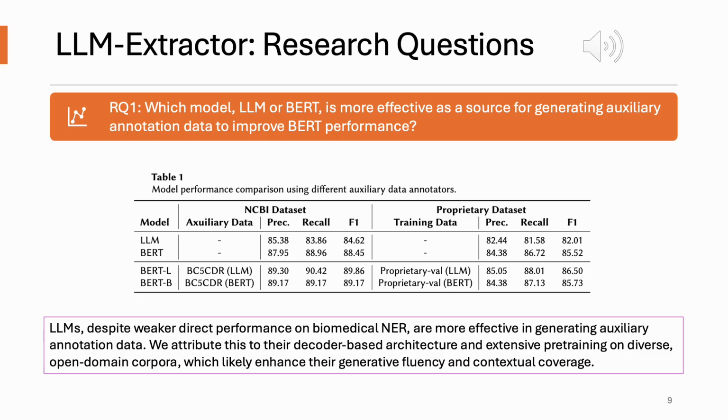This result suggests that LLMs, despite weaker direct performance on biomedical NER, are more effective in generating auxiliary annotation data. We attribute this to their decoder-based architecture and extensive pre-training on diverse open-domain corpora, which likely enhance their generation fluency and contextual coverage. This enables the LLM to produce higher quality and more varied annotations.